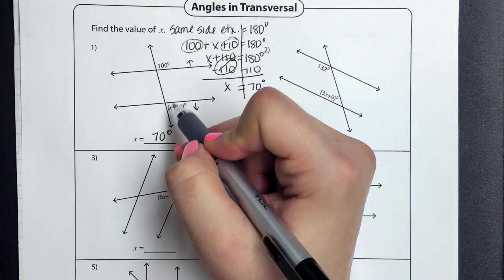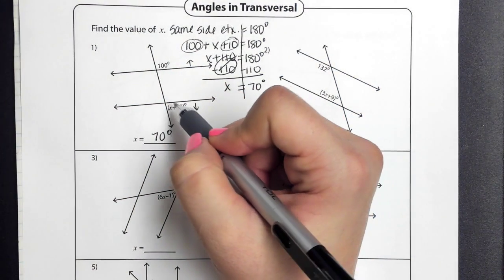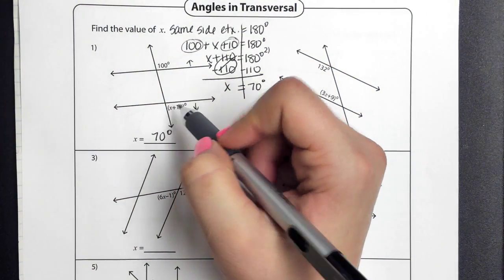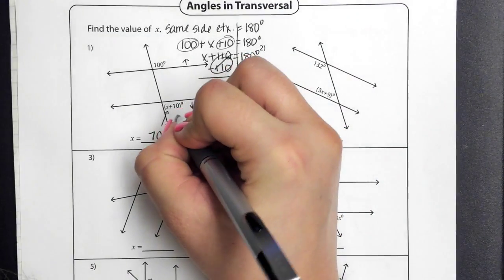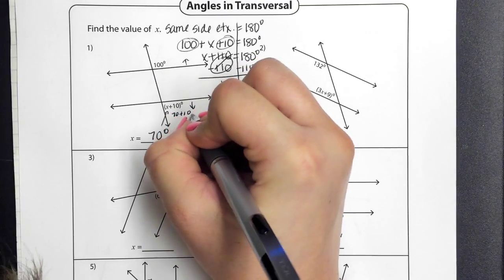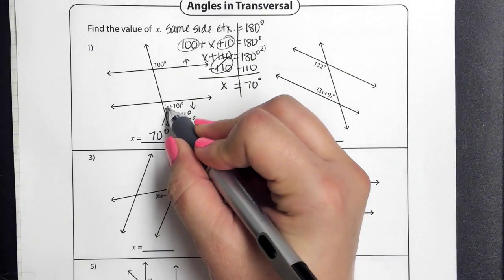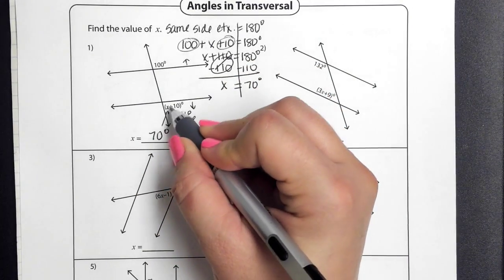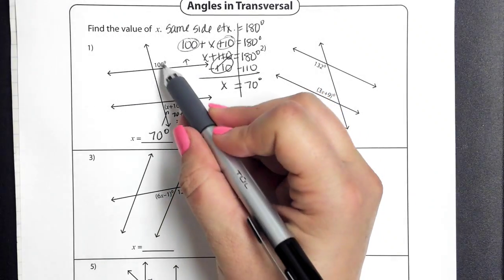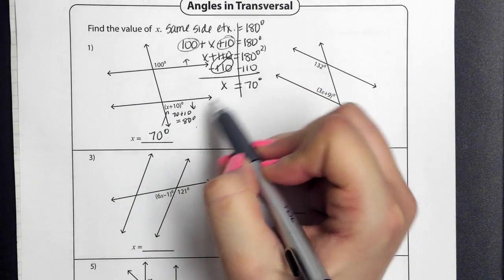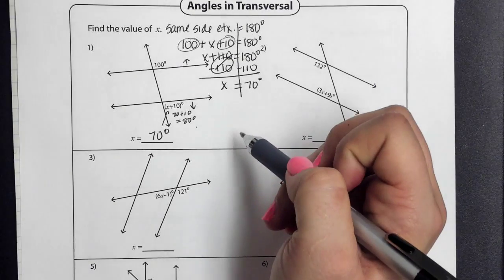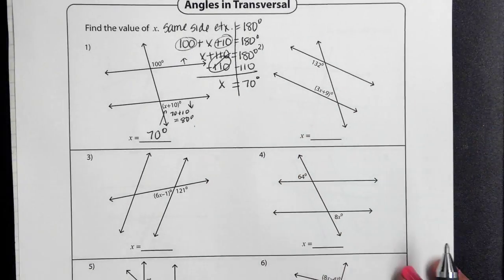Now it didn't ask me for the value of these. The x is equal to 70, which means right here, if I plugged 70 in for x, I get 70 plus 10, which means this angle is equal to 80. X is equal to 70, but the angle is equal to 80, which, if I check, 100 plus 80 equals 180. So that works.